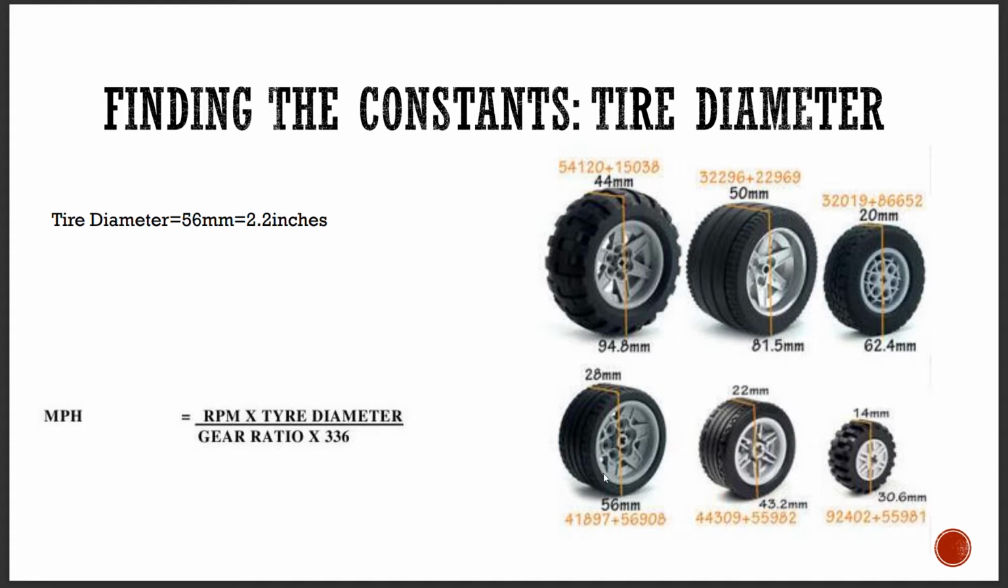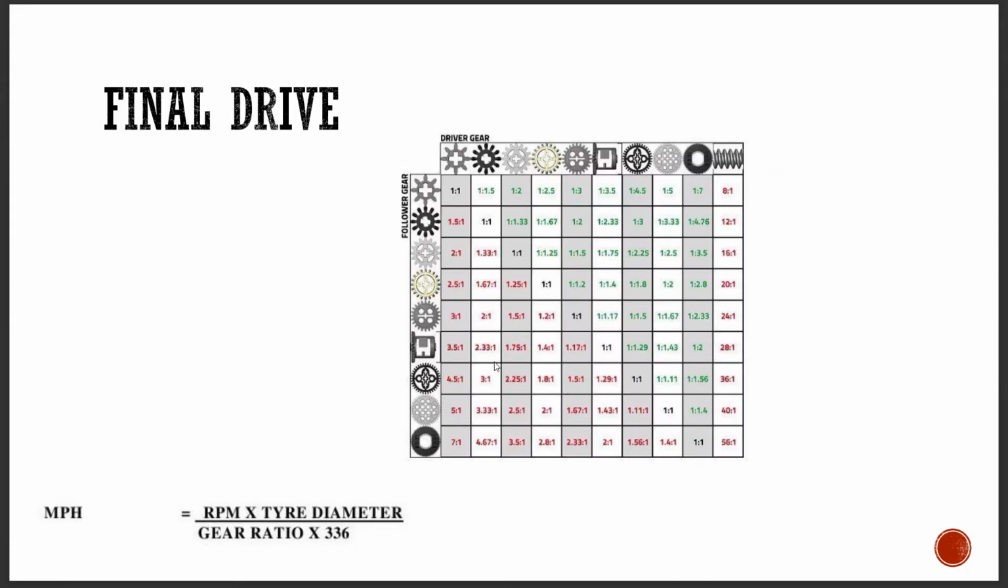Now the tire diameter that we are using is 56 millimeters, and in this visual you can see right down here in the lower left, that is the tire that we're using. And we need to convert this to inches because that is what our formula requires, and a little bit of conversion gives us 2.2 inches. So now we have the two knowns, which are RPM and tire diameter.